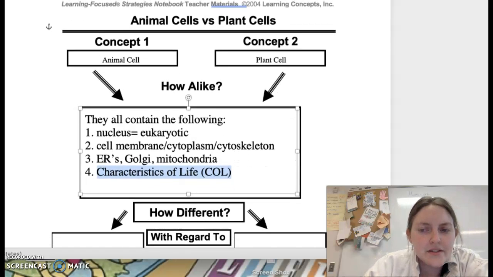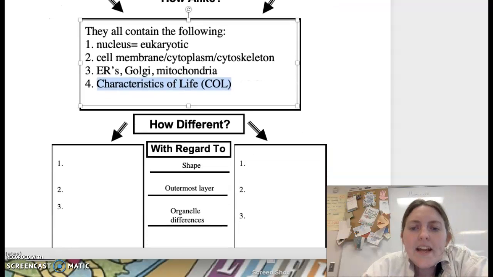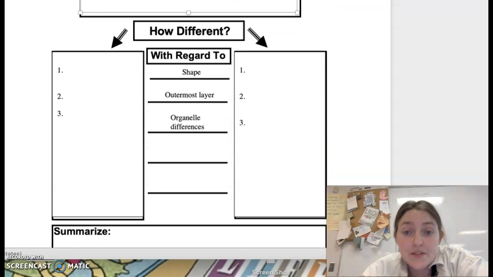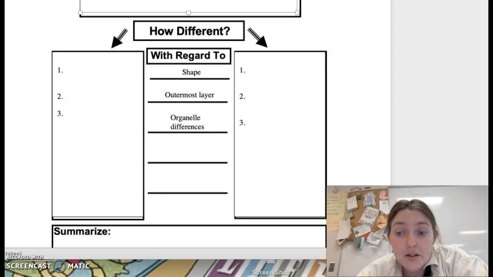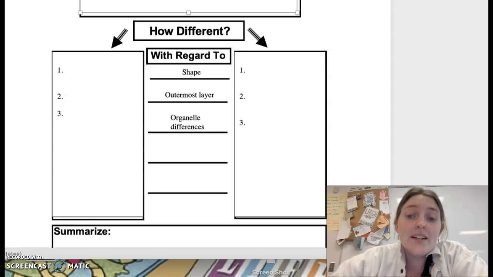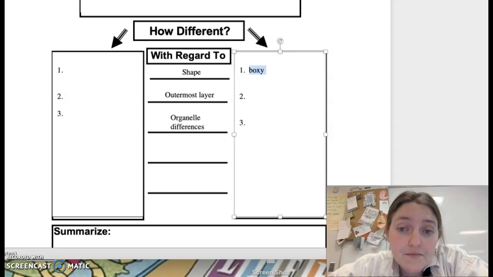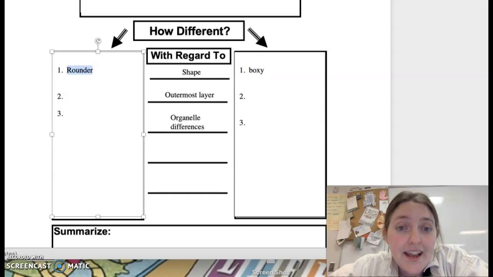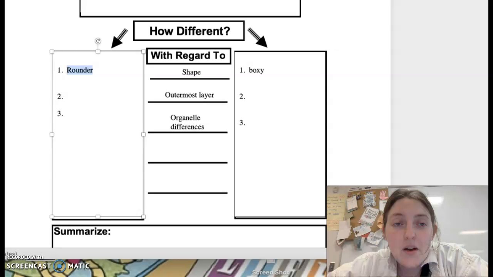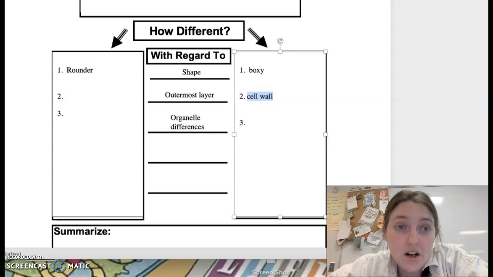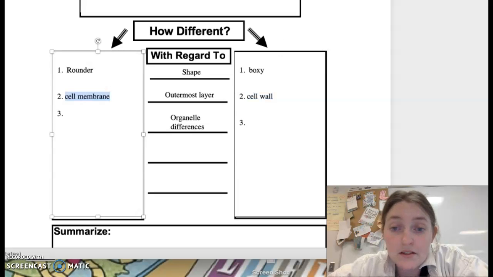But how are they different? Well, there are three categories we're going to look at here in terms of differences: shape, what their outermost layer is, and the organelle difference, because those are big ones. Now, in terms of shape, a plant cell is very boxy and cubic. Animal cells tend to be rounder. When it comes to layers, plants have a cell wall on the outside. Animals have a cell membrane. And then organelle differences.